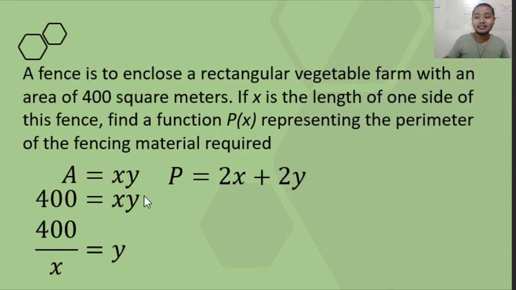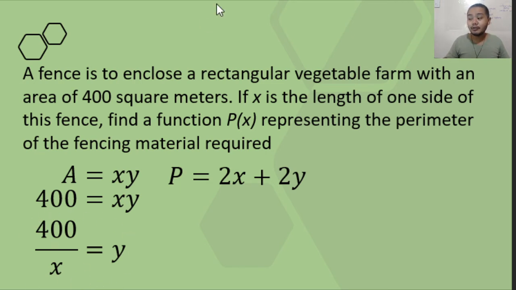Now, if this is the perimeter, if we look at it, there are two variables, the x and the y. What it says here on your screen is to represent or find a function p of x. Meaning, our variable must be x only. So, we need to remove the y. How to do that? Substitute the value of y in terms of x, which is this, the 400 over x.